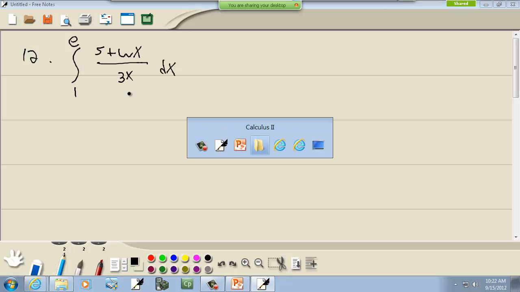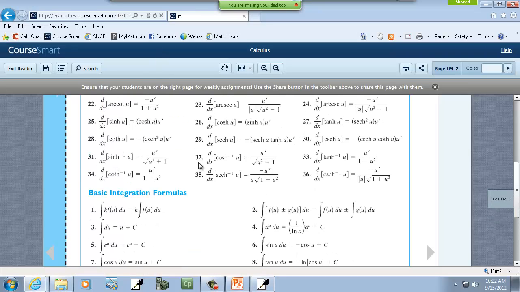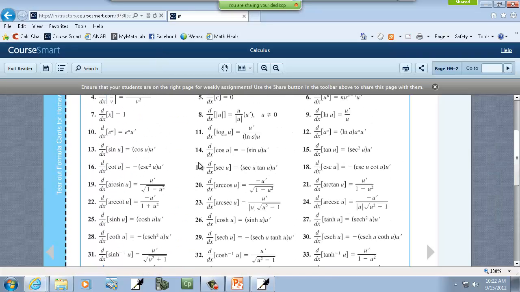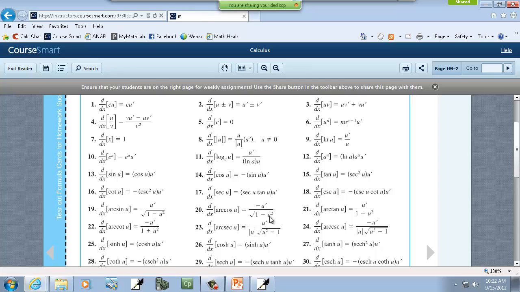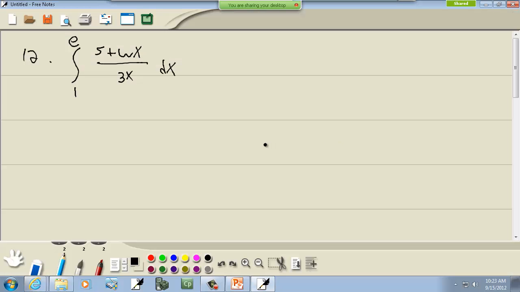Now, sometimes, if you're drawing a blank on your standard substitutions, come up and look at your derivatives. That'll help trigger, well, what should you do? If we look at the derivative of natural log of x, we're going to see something that'll help us in this. Natural log of x would give us 1 over x. Well, that's what this x is down here. So this kind of defies what we normally are used to doing for u substitution. We let u equal to the numerator, the top part.